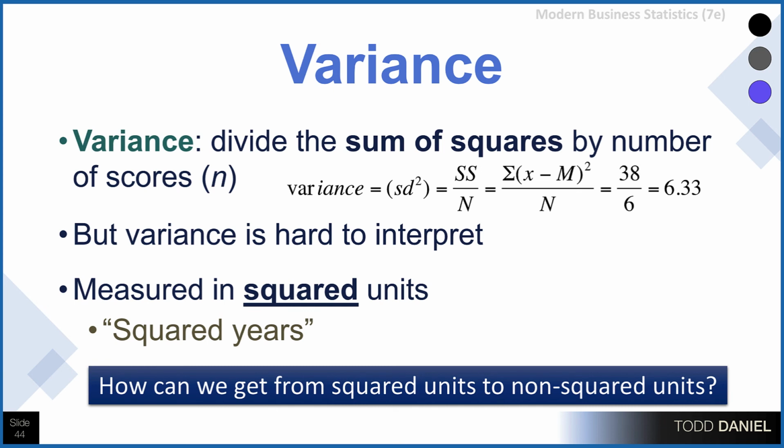So variance can be very useful for us, but as a descriptive statistic, it's really hard to interpret because it's in squared units. So if we're talking about tenure on a job, how long someone stays in a job, and I tell you the average number of years is 12 with a variance of 8.6 squared years, that's hard to interpret. We need to get from squared years back into the units of measurement that we started with. Well, how can we do that? How can we get from squared to unsquared?